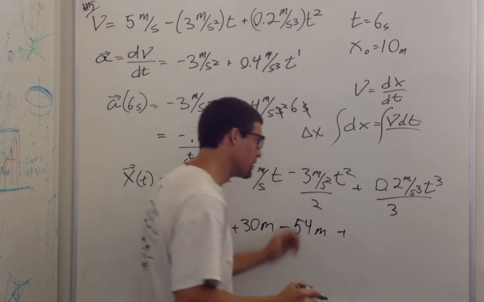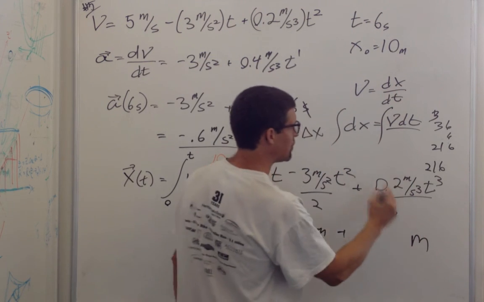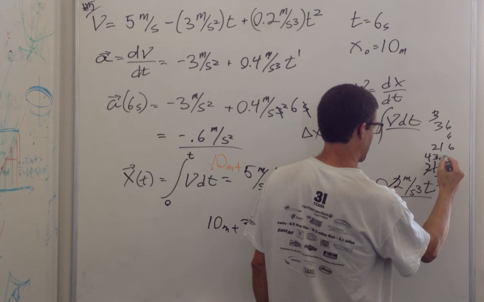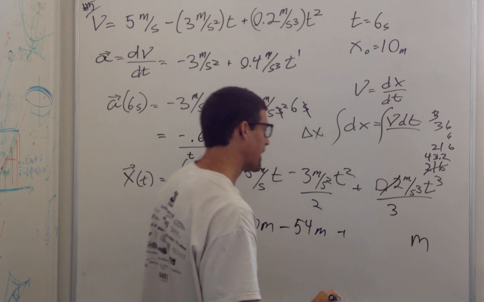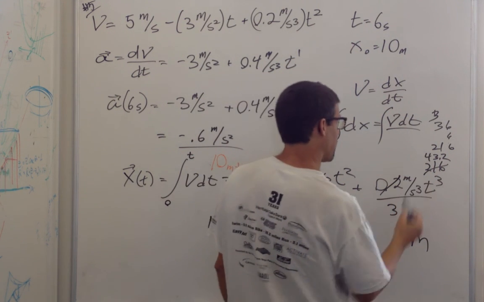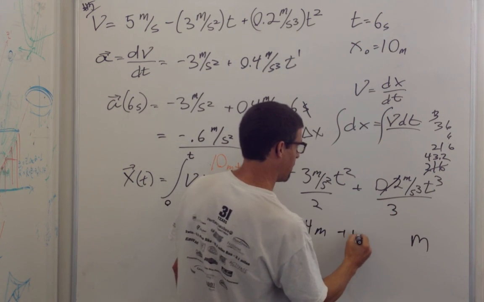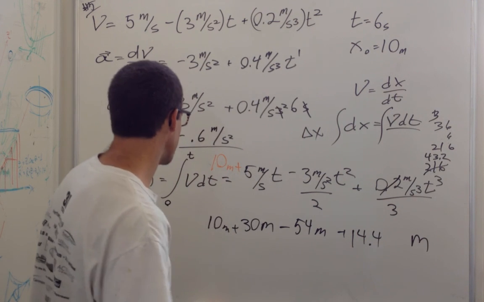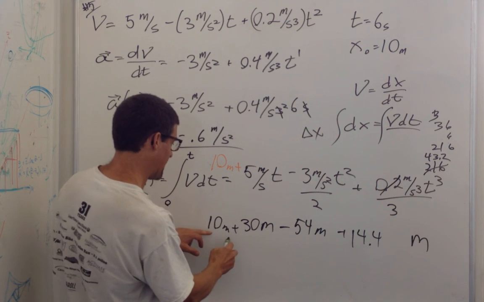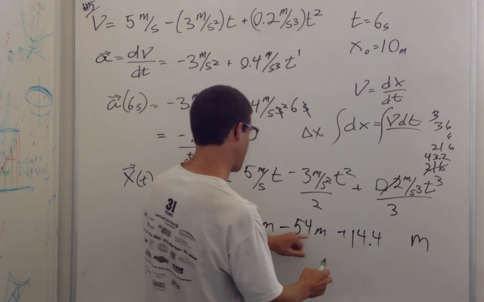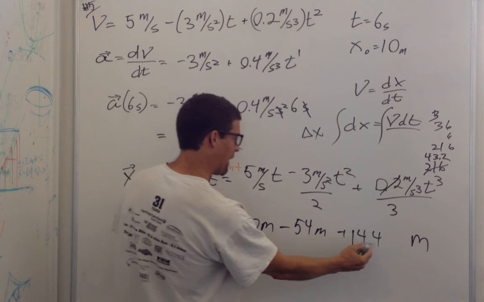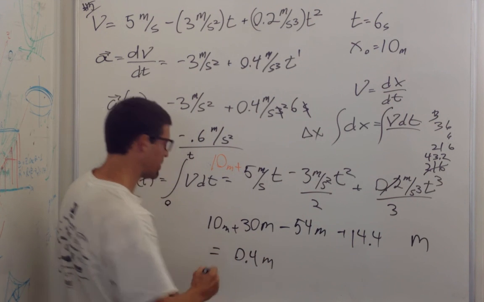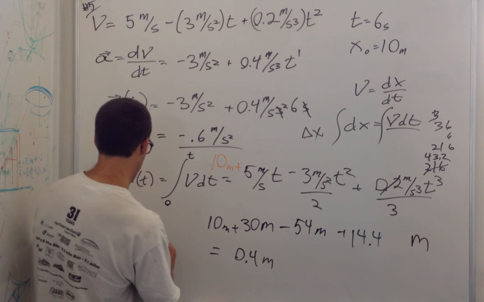Plus, oh, this is going to be the hard one. That's 216 times 0.2 is 43.2. And we divide by 3 and we get 14.4 meters. Let's add those up. 10, that's 40, minus 54, that's minus 14, plus 14.4 is 0.4 meters. How close that came to 0. What a coincidence.